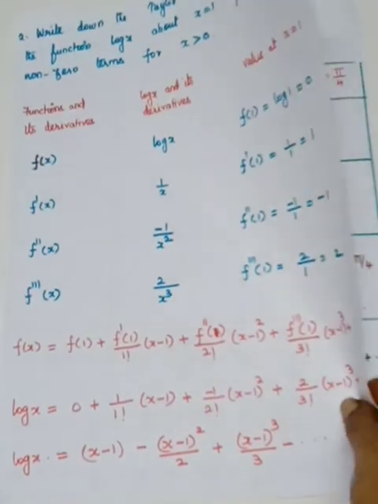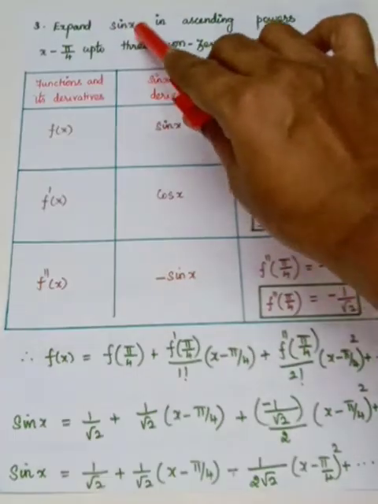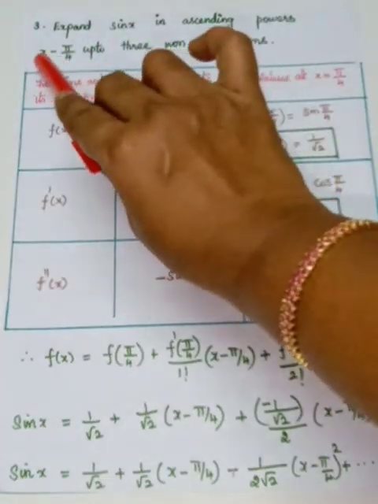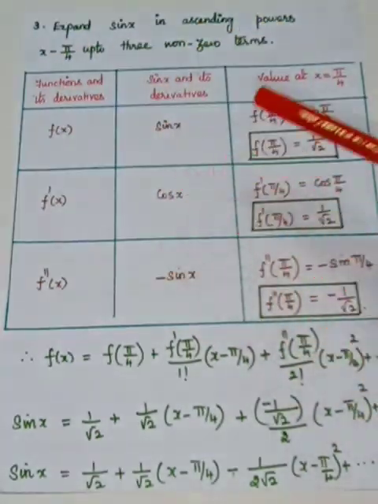Okay. So the next one, expand sin x in ascending powers of x minus pi by 4 up to 3 non-zero terms. So sin x in ascending powers of x minus pi by 4. So you have to use the Taylor series expansion.